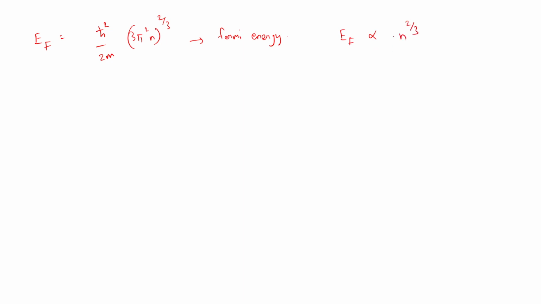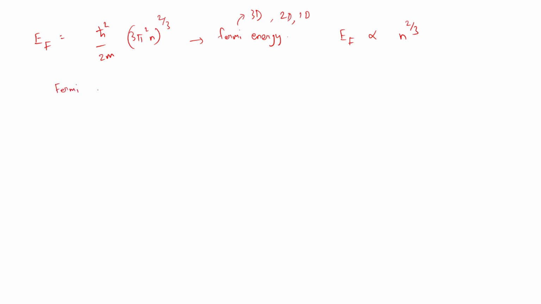So the type of question that can come is how the Fermi energy will change when the number density is changed by a factor of 2 or 3. This type of problem you can solve now. Remember that this expression is for 3D. You can find similar expressions for 2D and 1D as well. Now we can get something called the Fermi wave vector, or the Fermi momentum.